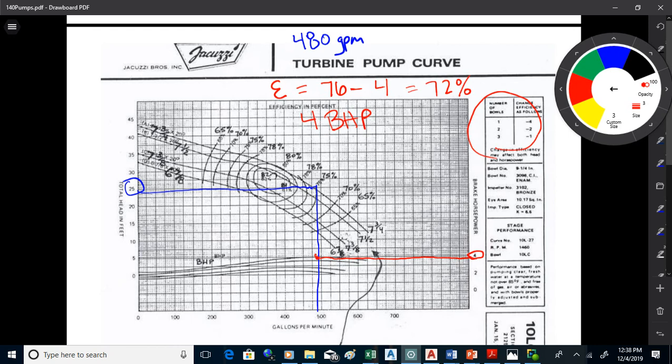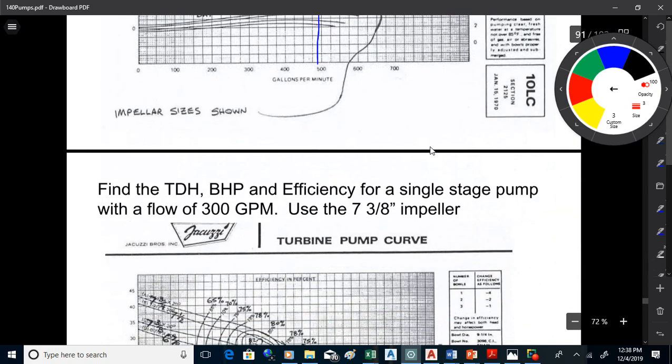Are we all right with that? Okay. Now, if we're good with that, let's look at a little trickier one here.